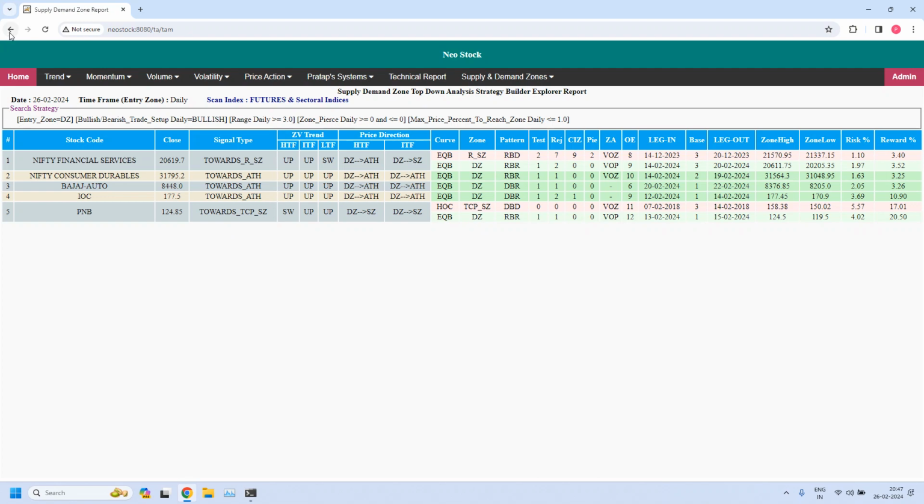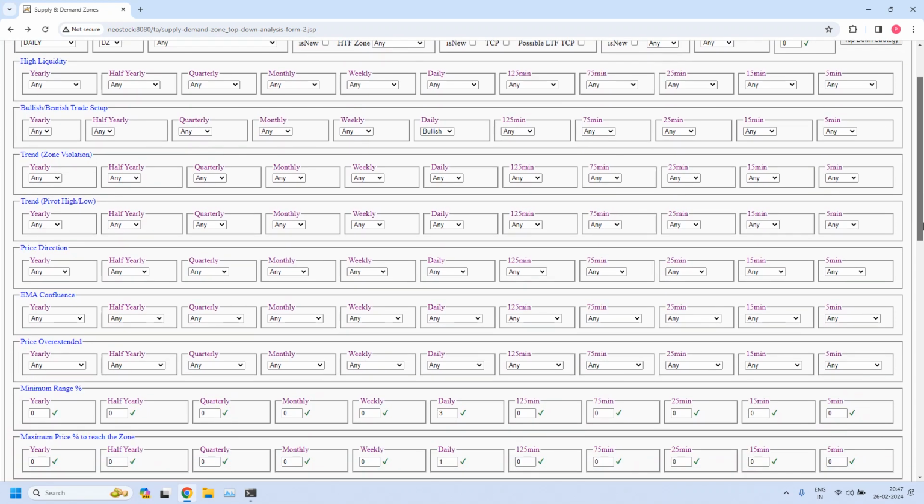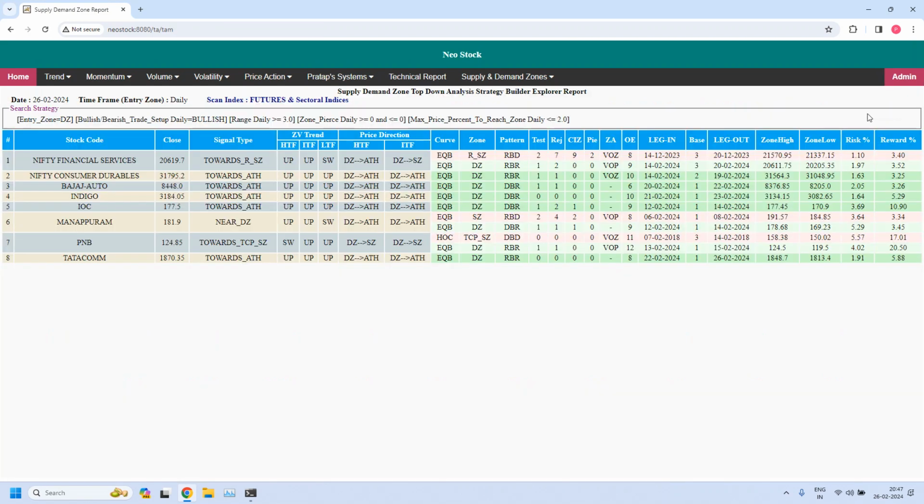So that is the reason why we will go back and generate the second report. The only parameter we are going to change is near 2% to the demand zone. The maximum price percent to reach the zone should be 2%. Let us check how many stocks are there. Now 8 stocks are filtered.